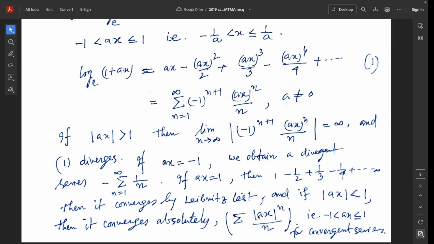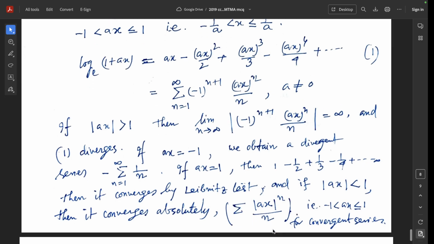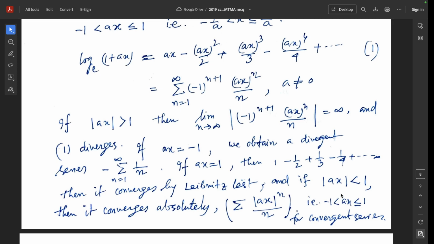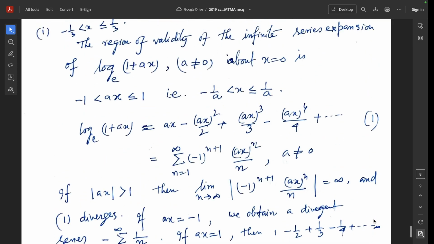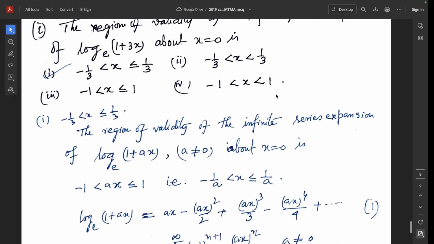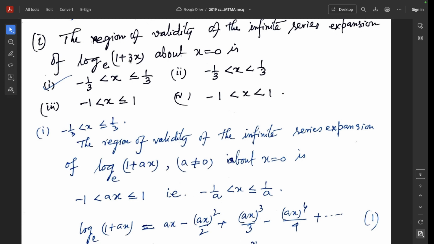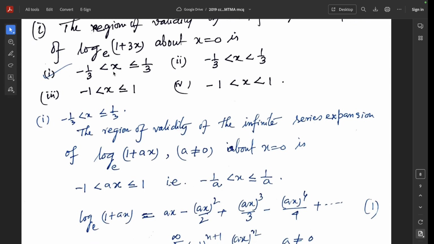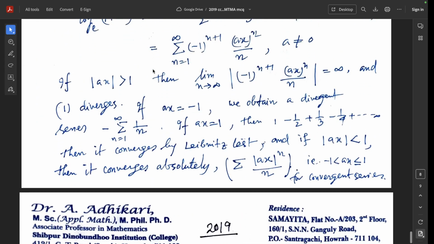This is the series mod of x to the power n by n. That is, minus 1 less than x less than or equal to 1 for convergence of the series. Hence the region is minus 1 by a less than x less than or equal to 1 by a. So here a is 3. So obviously the correct option is 1, minus 1 by 3 less than x less than or equal to 1 by 3.